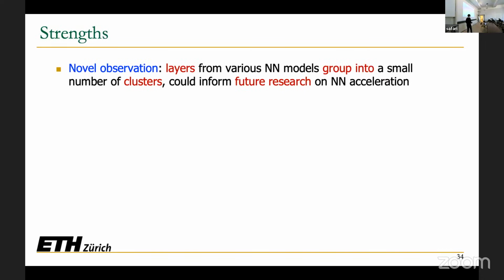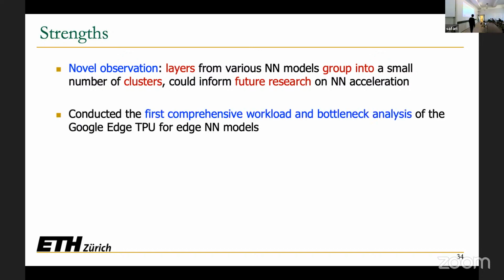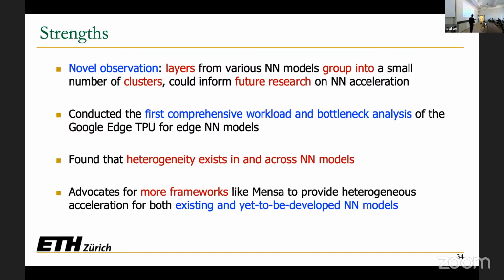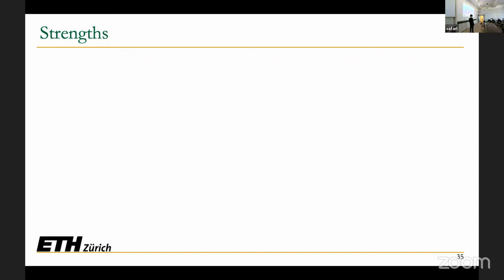The paper reveals a novel observation: the layers from several neural network models group into clusters, and this could inform future research in neural network acceleration. The authors conducted the first comprehensive workload bottleneck analysis with Google Edge TPU on the Google Edge network models specifically, and they found that heterogeneity exists in and across neural network models. It advocates for more frameworks like Mensa to provide heterogeneous acceleration for both existing and yet to be developed models.